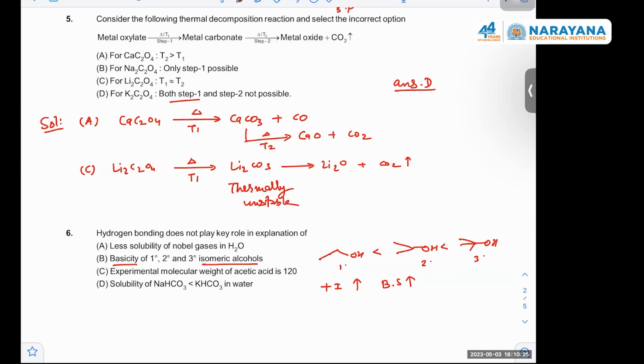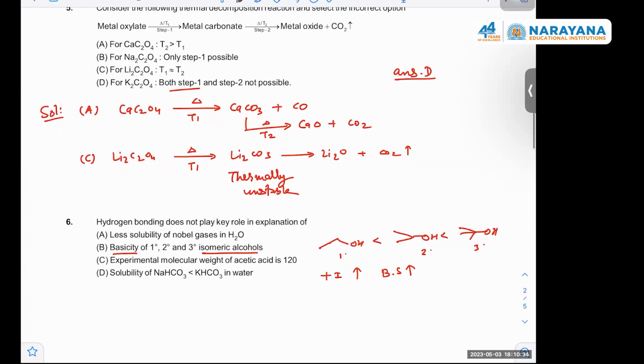So option B will be ruled out. Now option A, less solubility of noble gases in water. That is because noble gases are insoluble in water. But why? They are insoluble in water because in water the solvent-solvent attraction is more than the solvent-solute attraction.